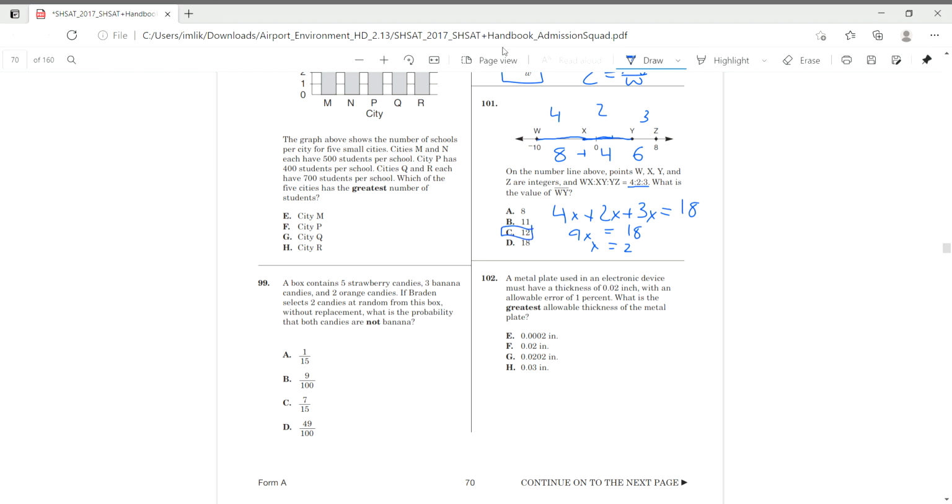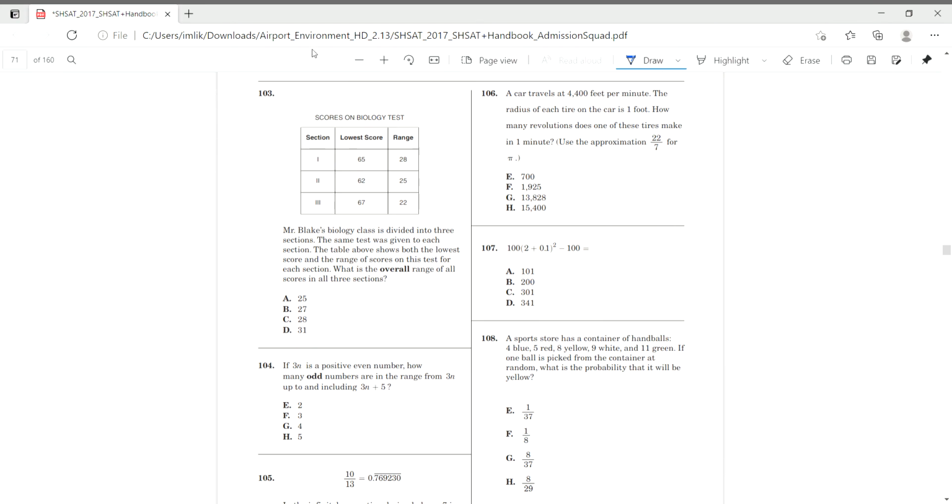Moving on to 106. A car travels at 4,400 feet per minute. The radius of each tire on the car is 1 foot. How many revolutions does the tire make in 1 minute? I think we went over this before, but whenever you have distance in a circle, and it's like a wheel, you always want to find the circumference. Circumference is 2 pi r. In this case, our pi is 22/7, and our radius is 1, so we literally have 2 times 22/7. We know the circumference is 44/7.